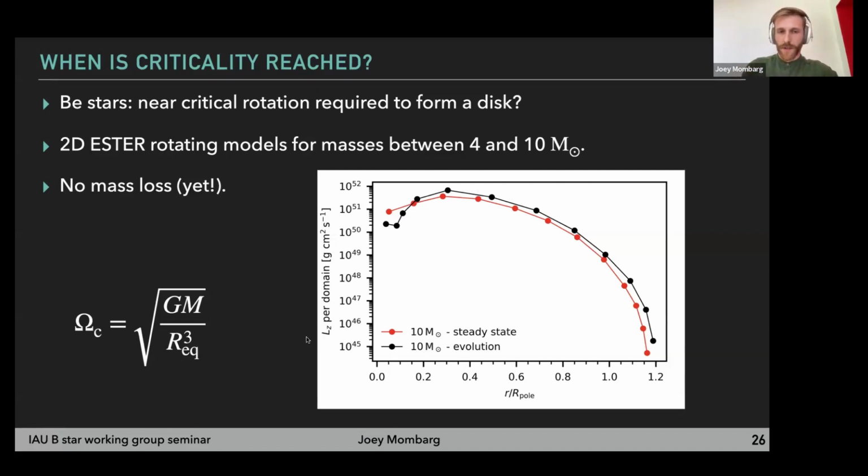Here I'm also showing you the distribution of the angular momentum inside the star per domain, just to show you that the deeper layers contain the most angular momentum. So for this mass range, I would say it's pretty safe to neglect mass loss. But it's future work to actually account for this and push it towards higher masses. If I say critical rotation, I mean the Keplerian critical rotation rate, which is defined like this.